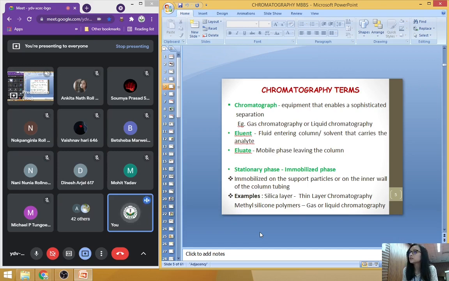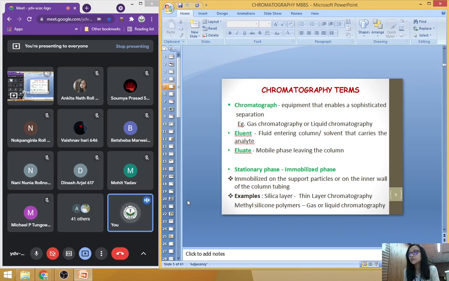Before going into detail about chromatography, let us learn some chromatography terms. Number one is a chromatograph. This is an equipment that enables a sophisticated separation. Then what is eluent? Eluent is the fluid that will enter the column, or the solvent that will carry the analyte. Then what is eluate? Eluate is the mobile phase that will be leaving the column.